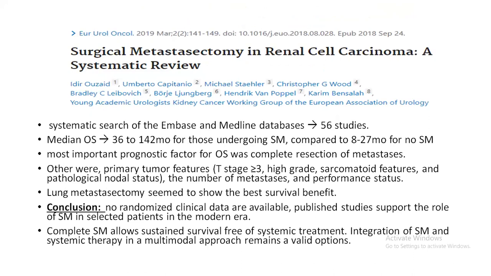They looked at the important prognostic factors for good overall survival, and one was complete resection of the metastatic lesion. So this point is very important. When the lesions are amenable to complete resection, ideally the patients should be considered, and you also have to consider other factors like the patient factors, which I described in a triangular diagram. They also looked at other factors like tumor size, sarcomatoid features, the number of metastases, and the performance status. Almost all the same things I described in the previous slides; these are very important things.